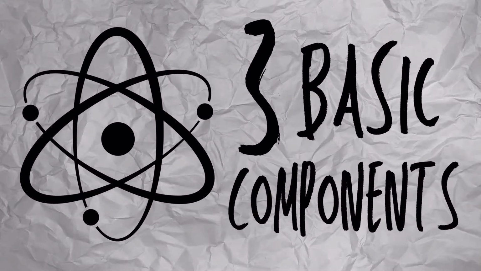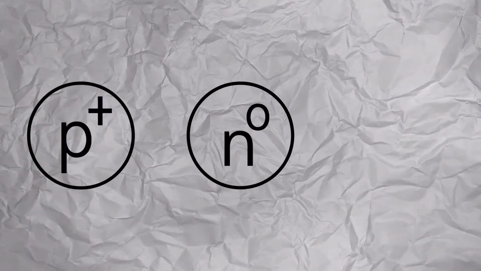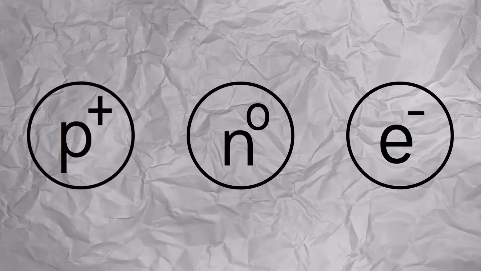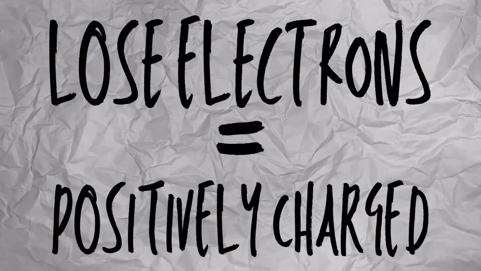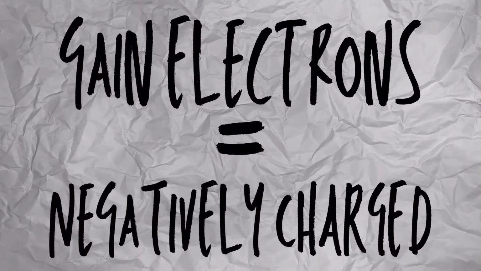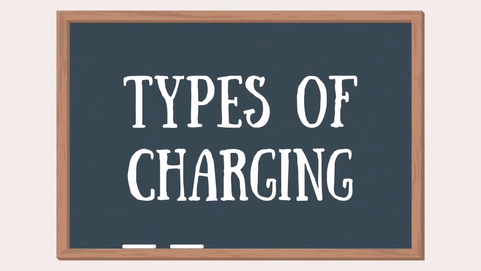These atoms have three basic components: the protons, which are positively charged particles, the neutrons, which have no charge and are neutral, and lastly, the electrons, which are negatively charged particles. Unlike protons and neutrons, which are held firm, electrons are held loose, thus they can transfer from one atom to another. How objects hold electrons varies depending on its materials. When an object loses electrons, it is said to be positively charged, in contrast to gaining electrons, which is negatively charged, which leads us to our topic for today, the types of charging.